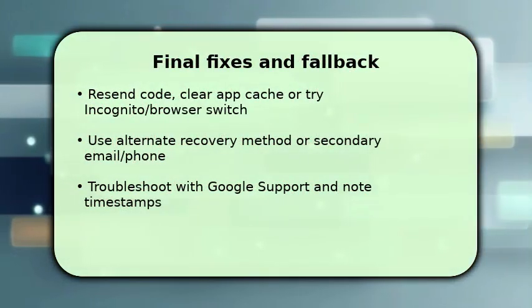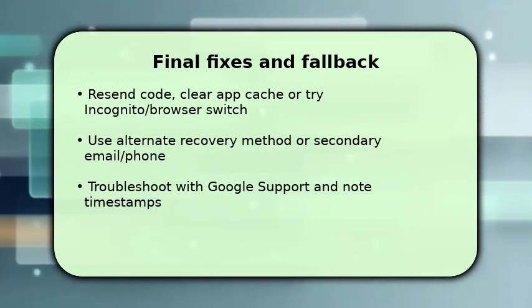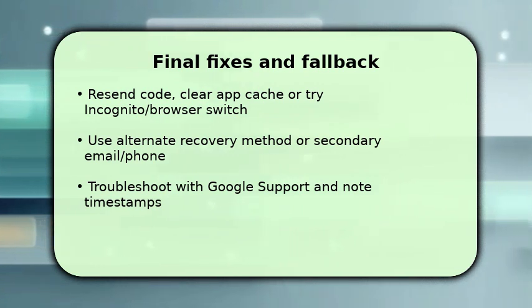For final fixes, ask to resend the code, clear Gmail app cache, or try incognito mode or a different browser to rule out client issues. If that fails, use an alternate recovery method, secondary email, phone SMS, or authenticator app, because these bypass email delivery.